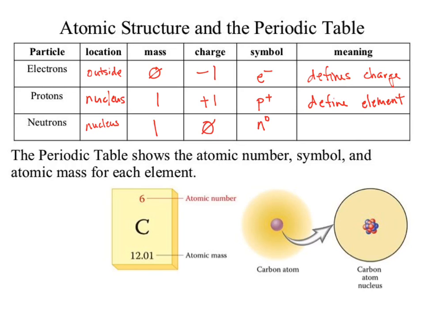Okay. Neutrons? Yes, it contributes to stability, so that's what it's doing, but I want to know what its meaning is. It's going to define the isotope, or the mass. Okay, I would argue mass, because isotope is too big a word for me.